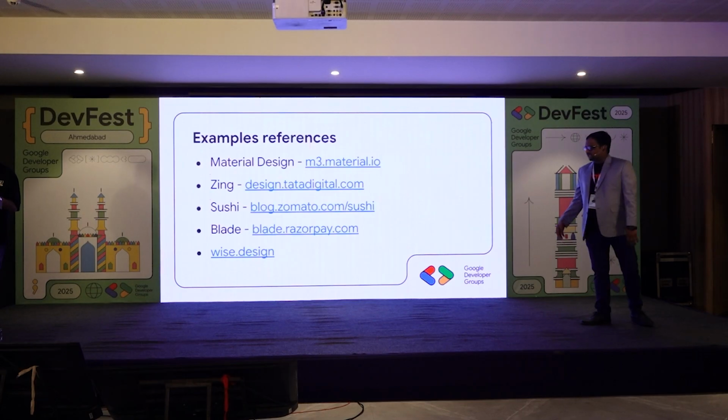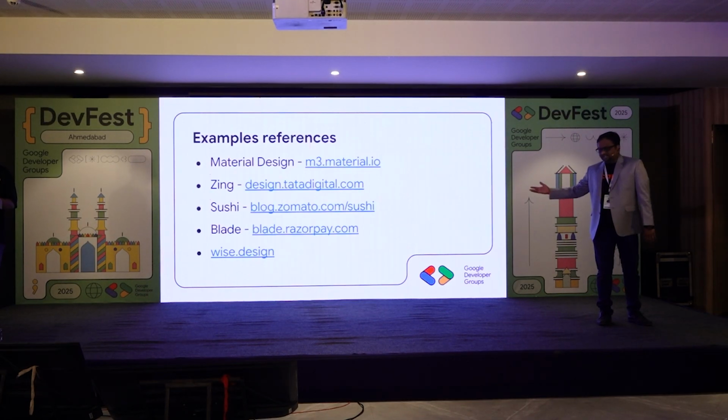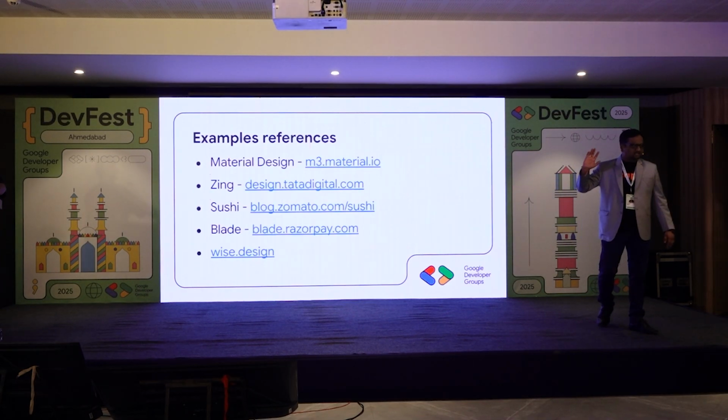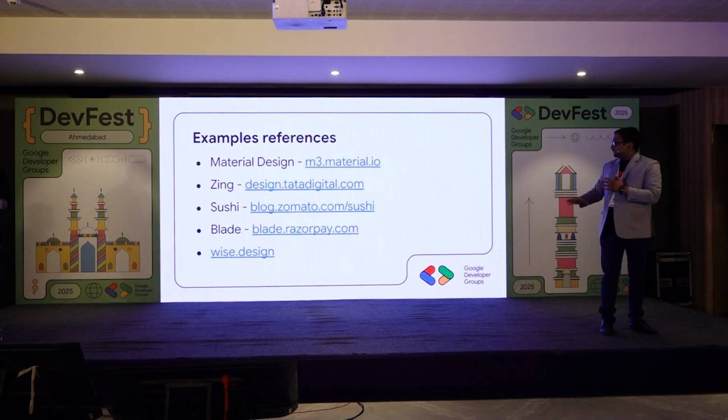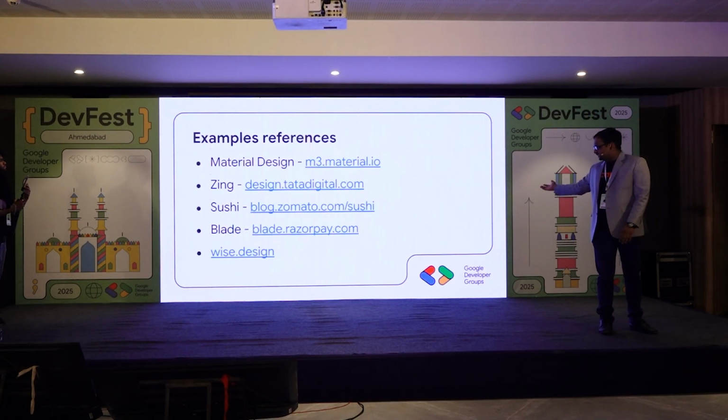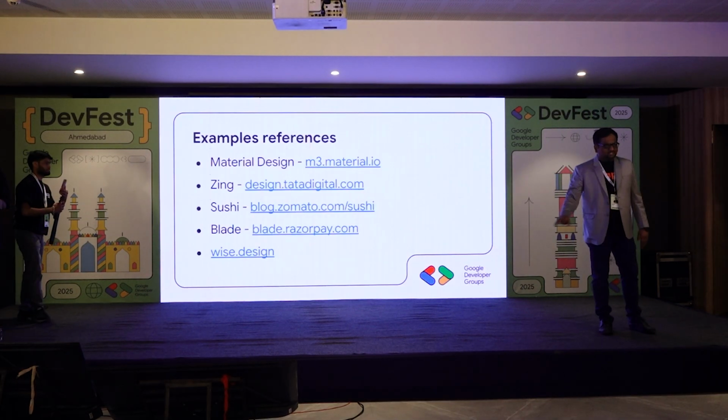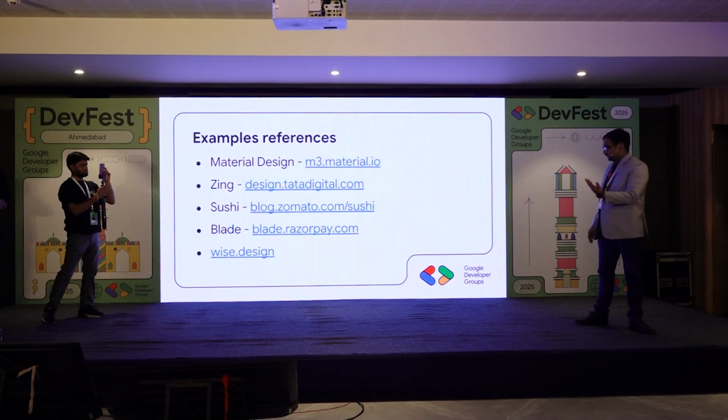So first is Material Design. The second is the Zinc design system, which I worked on, from Tata Digital, my previous app, Tata Neu. And then Sushi is from Zomato, Blade is from Razorpay, and there is a Wise design as well. So these are the different design systems that you can go and follow.